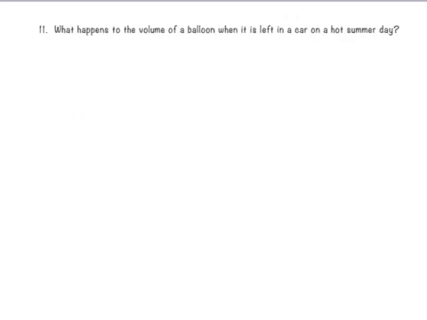What happens to the volume of a balloon if it's left in a car on a hot summer day? Well, as you know, cars in the summer get hot. Why? The sun's energy goes down through the glass and warms the interior of the car. The heat energy isn't able to escape. So therefore, the interior temperature of the car increases. As temperature increases, volume will also increase. As those particles are moving around more rapidly, they're taking up more space, so volume gets bigger.